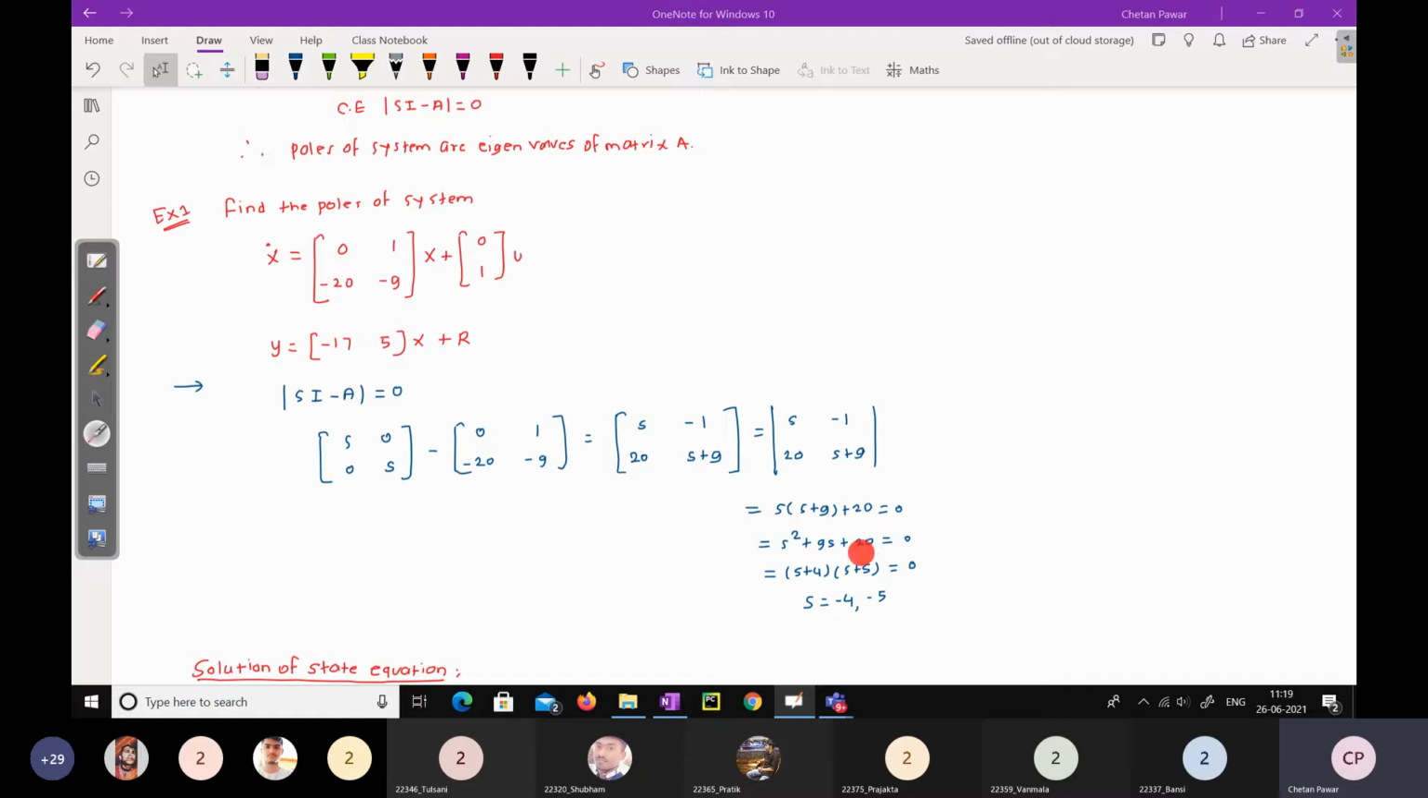So this is the characteristic equation. What are the roots of this equation? Minus 4 and minus 5. So these are the poles. Similarly, the eigenvalues of this particular matrix are equal to the poles of the system, minus 4 and minus 5. So is this a stable system? Which system is this, stable or unstable?